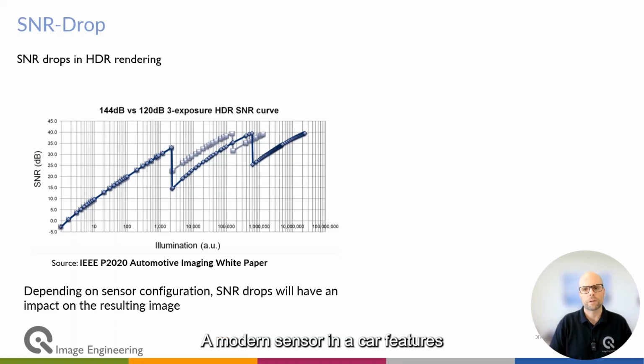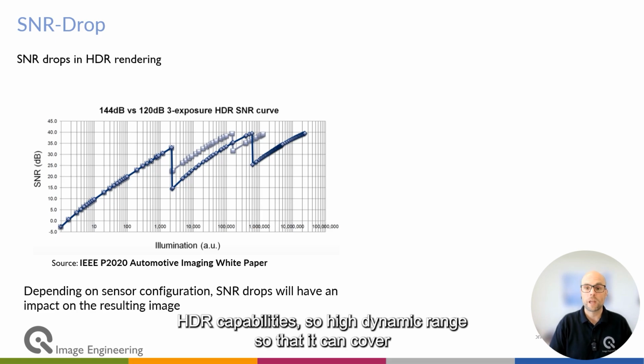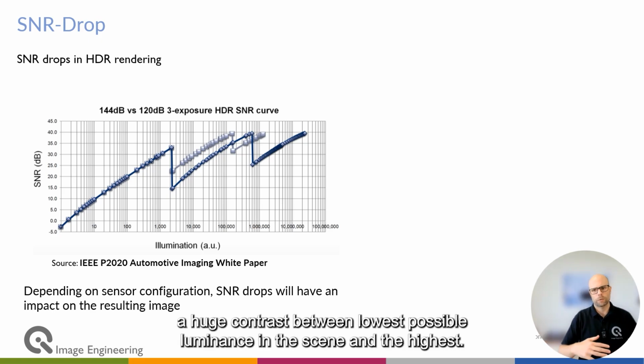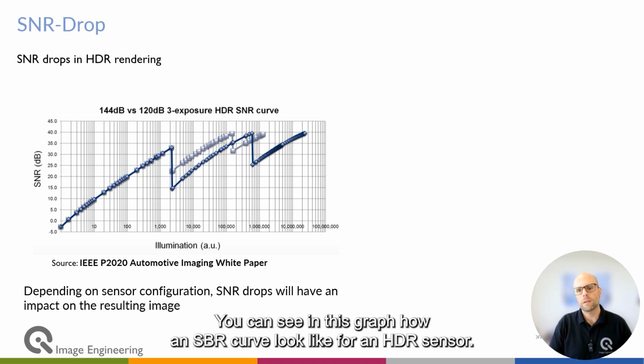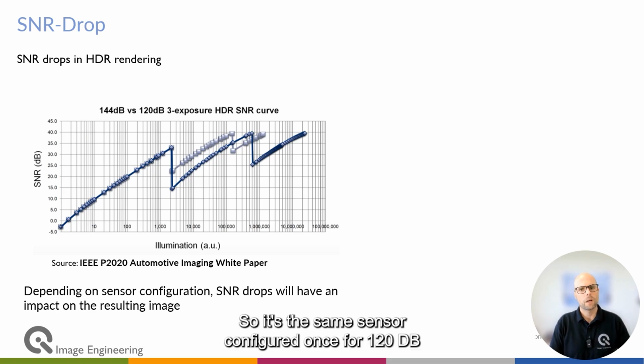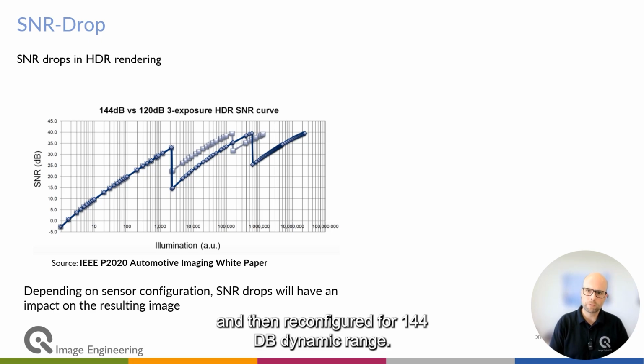A modern sensor in a car features HDR capabilities, so high dynamic range, so that it can cover a huge contrast between lowest possible luminance in the scene and the highest. To achieve that, multiple techniques are used these days. You can see in this graph how an SNR curve looks like for an HDR sensor. So it's the same sensor configured once for 120 dB and then reconfigured for 144 dB dynamic range.